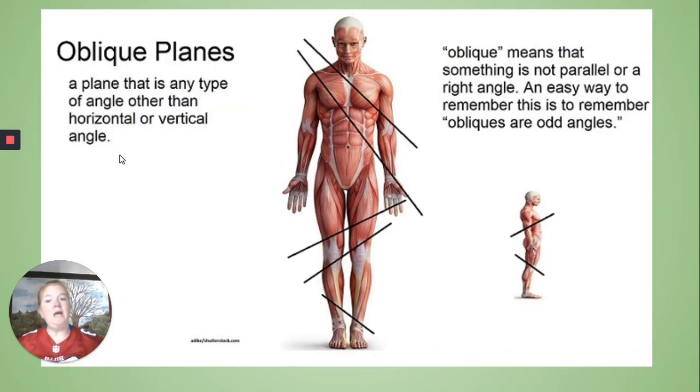And then missing from that earlier picture, but also important, is an oblique plane. An oblique plane is anything that comes at any kind of angle, meaning it is not going to be horizontal and it is not going to be vertical. So any other plane.